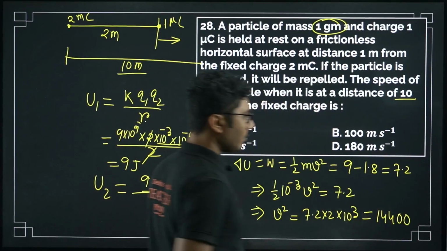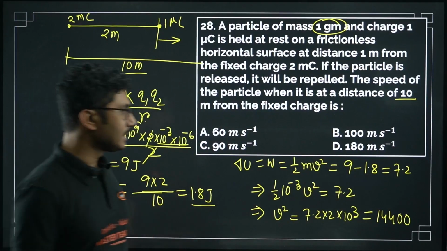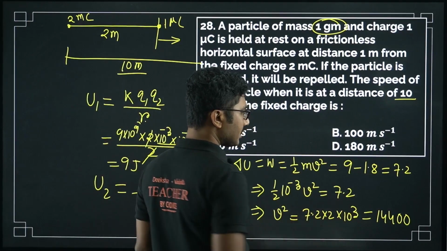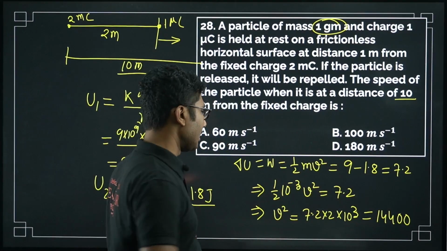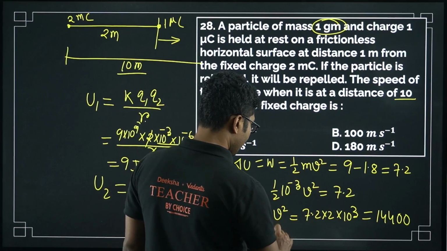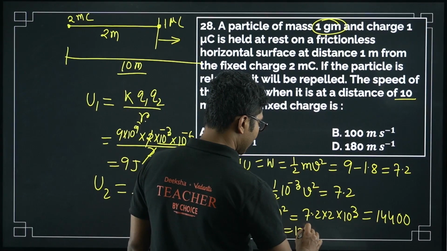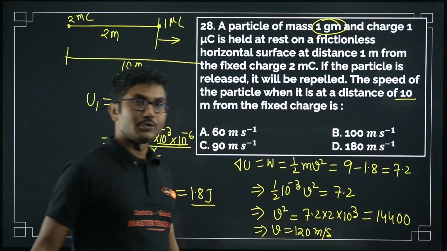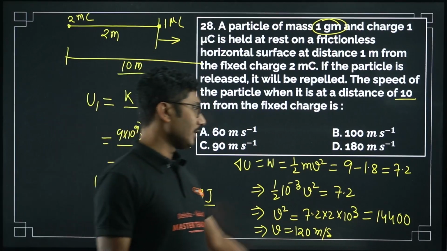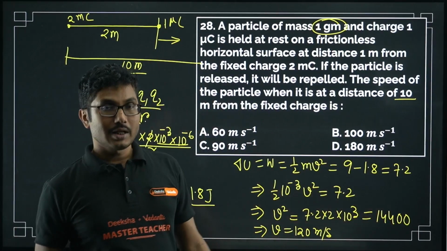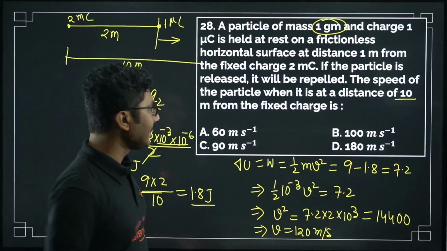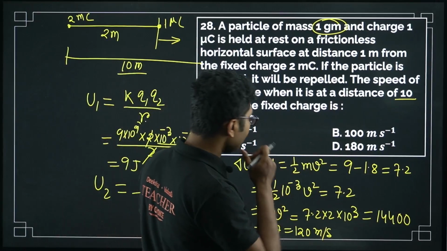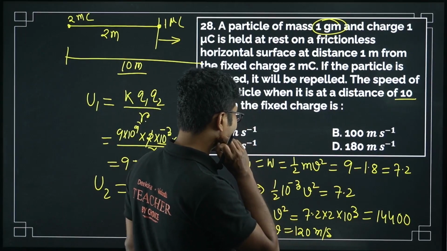So it will be 14400. Okay, 14400. Why 00? One of the decimals will be consumed, so the remaining 2 zeros will be here. So V is equal to 120 meter per second. Okay, 144 means 12 square, and 00 means 10 square. So 12 into 10 is 120. So answer is 120. Have I made any mistake?